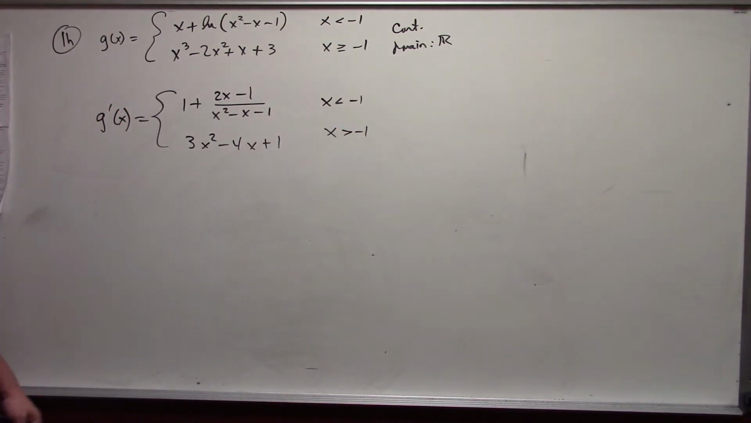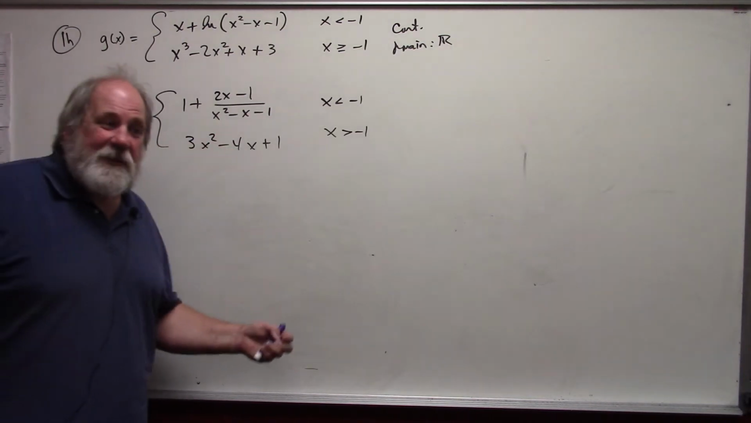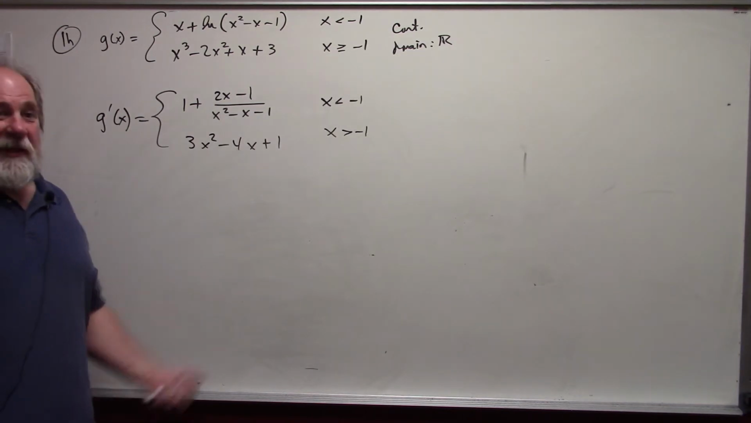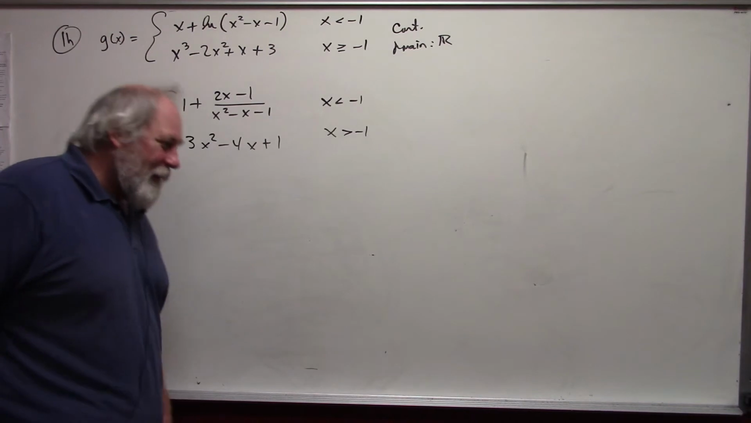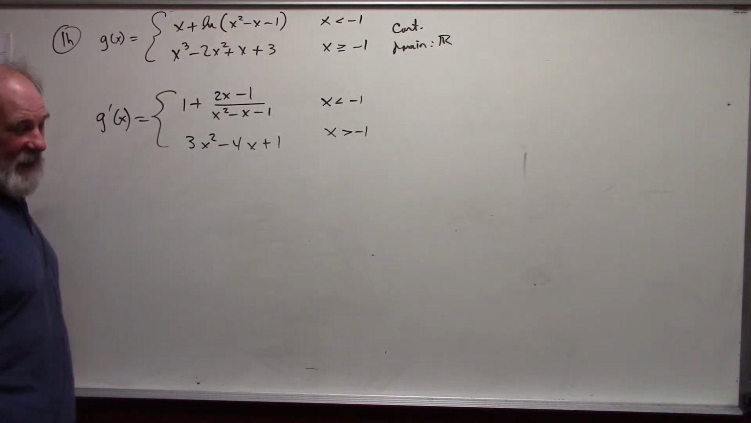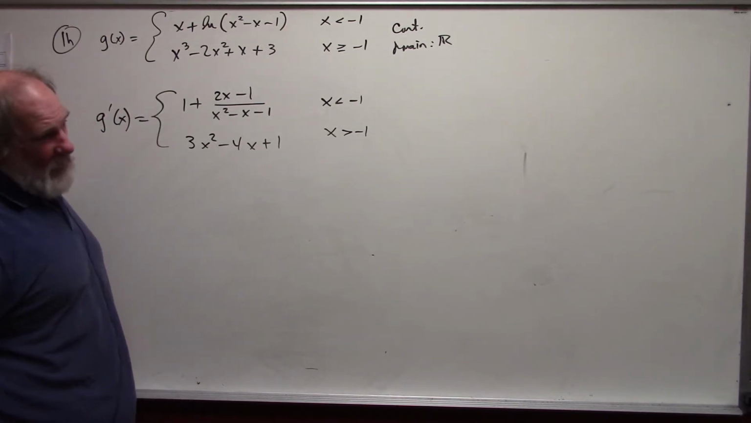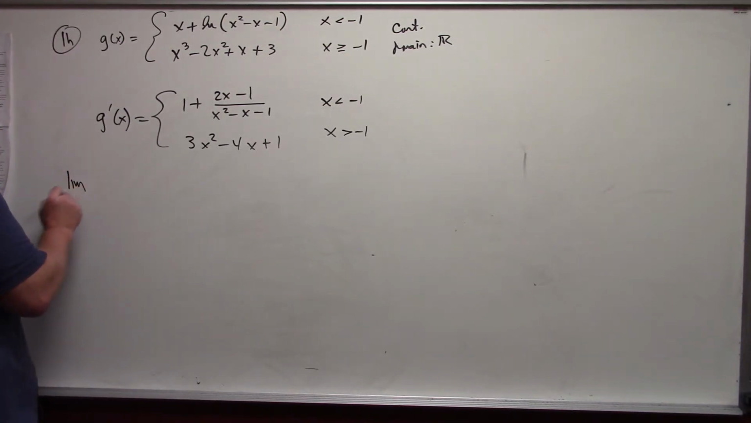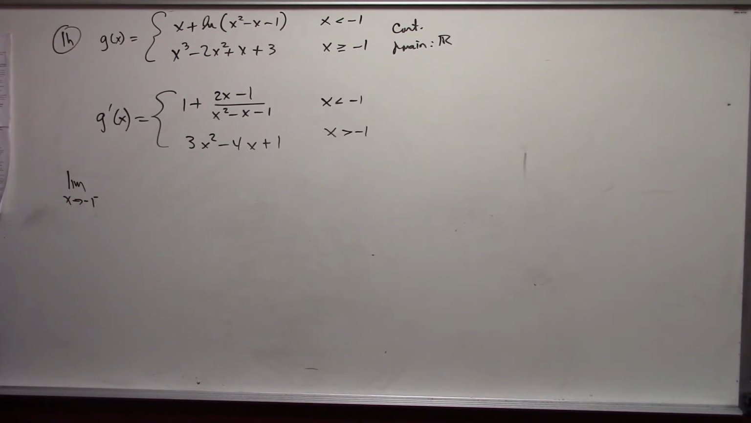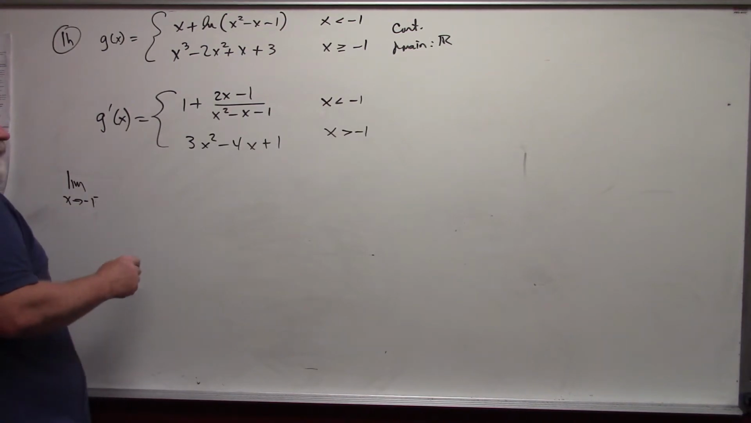You might say, what about when x equals negative 1? And for that, we don't know. I know the original function is continuous, but it may not be smooth. It may have a corner point. And if it has a corner point, then the derivative doesn't exist there. If it's smooth, then the derivative exists. So let's determine that. To do that, remember we talked about these things before. I have to look at the limit on each side of the derivative. Limit as x approaches negative 1 from the left.